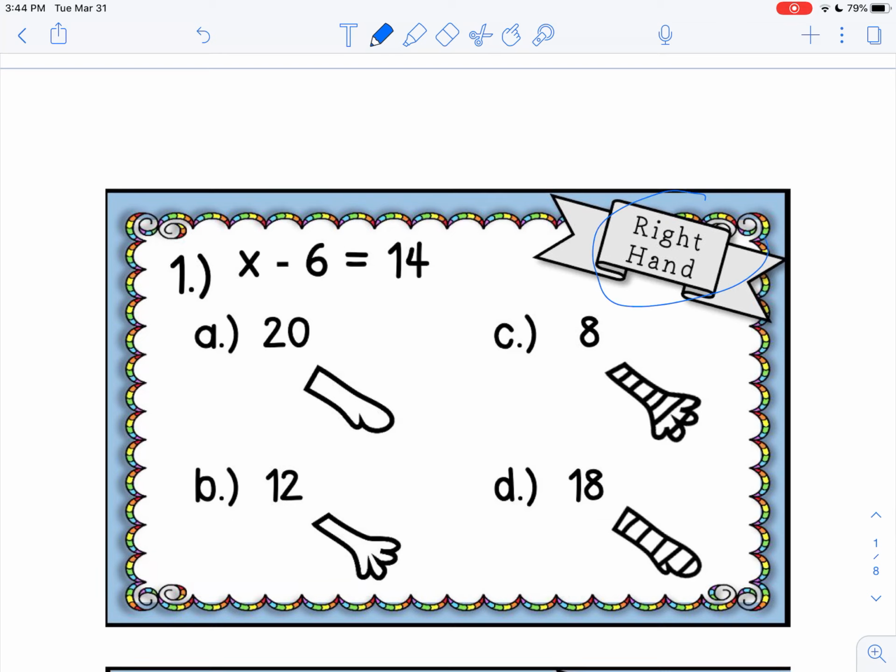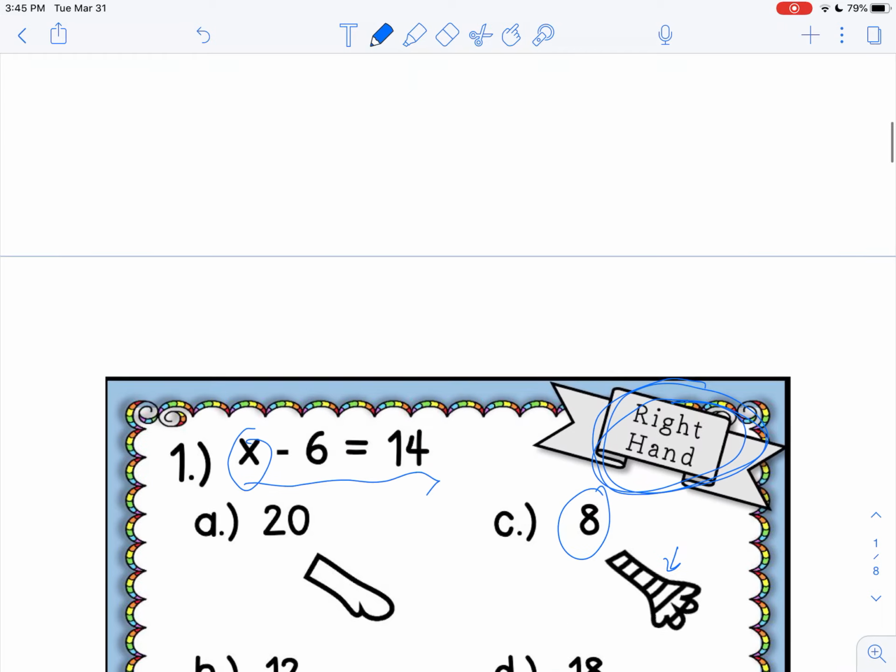So for number 1, this right here tells you what you're adding. So I'm actually going to add the right hand to my monster. So I want to solve the equation x minus 6 equals 14. And depending on whatever you get as your solution for x, that's what you're going to add to your monster. So let's say that I get 8 as my solution to this equation. This arm right here is the kind of arm that I'm going to add. So it's a right arm.